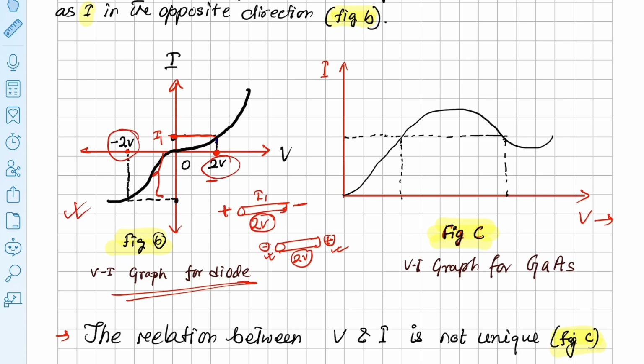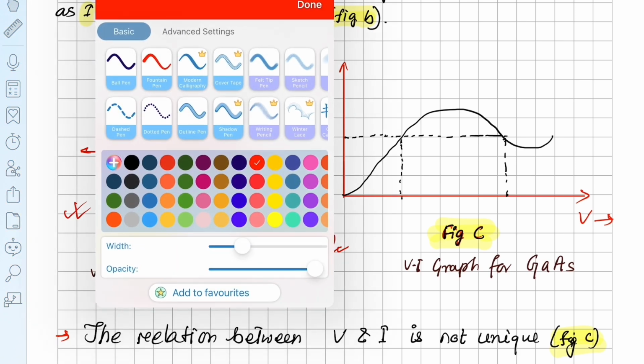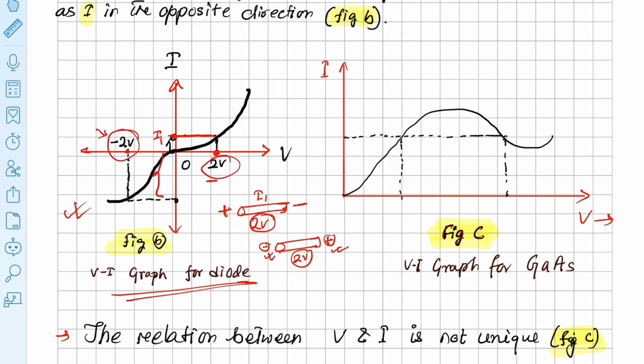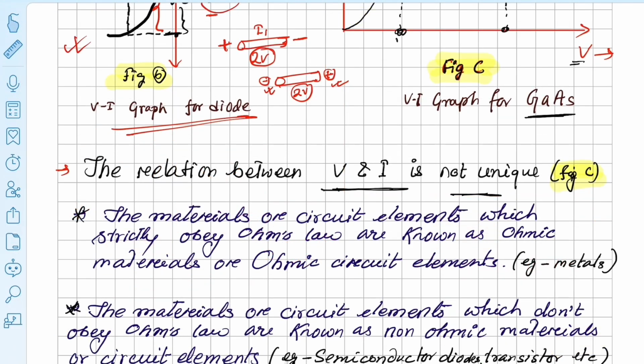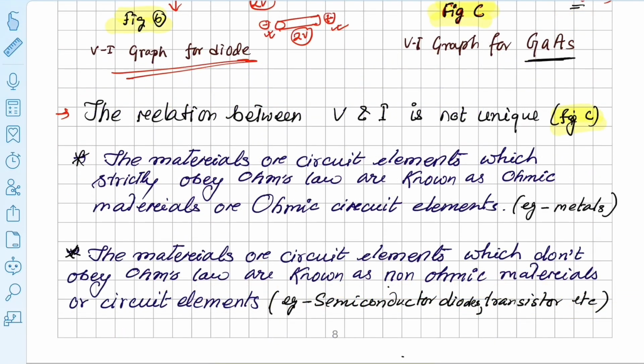So here you see 2 volt, and again here also 2 volt, but now we have changed the polarity, that's why we are writing negative here. Let me show you again, just wait. Here the magnitude of current is I1, but here we are not getting the same magnitude. Similarly, for a material like gallium arsenide, here you see, for different values of V, we are getting the same current. The relation between V and I is not unique.